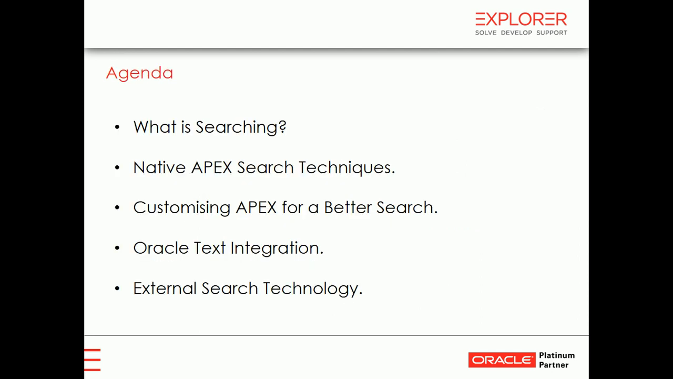So what's on the agenda for today? As mentioned, the title is APEX and Search, so we're going to very quickly define what exactly searching is, to take it back to its roots. We're going to have a look at some of the native APEX search techniques you have available within the APEX developer dashboard for your applications. We're going to look at how some of those native APEX search techniques can be customized in order to make them a little bit better. And we're also going to look at integrating your search with an Oracle technology, Oracle Text, and also take a look at implementing your APEX application with an external search technology.